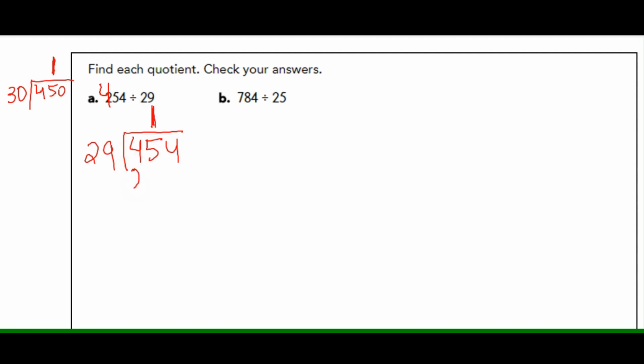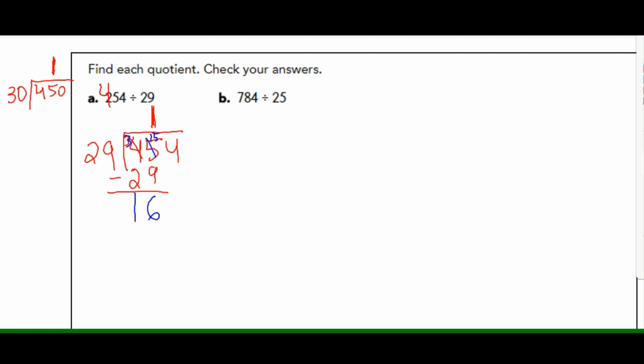29 times 1 is 29, and then I subtract. I have to regroup because I can't take 9 from 5 because it's smaller. I'll end up with a negative number. So this is going to become a 3. So you can go ahead and subtract. I'm going to regroup. This is going to become 15 because I'm sending 10 back. Now I can take 9 from 15 to get a 6. And then I can take 2 from 3 to get 1.